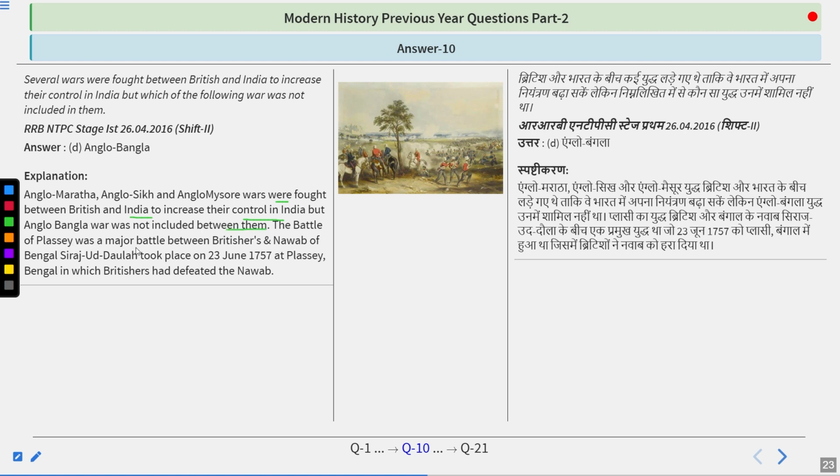The Battle of Plassey was a major battle between the Britishers and the Nawab of Bengal, Siraj-ud-Daulah. It took place on 23rd June 1757 at Plassey, Bengal, in which the Britishers defeated the Nawab. So do remember that the Anglo-Bangla war was not a war that was fought. Particularly, the wars were fought as Anglo-Maratha, Anglo-Sikh, or Anglo-Mysore.